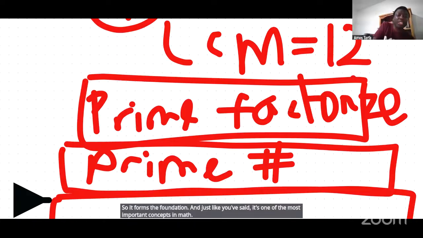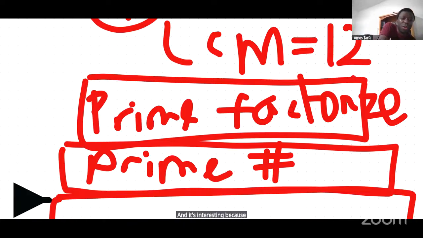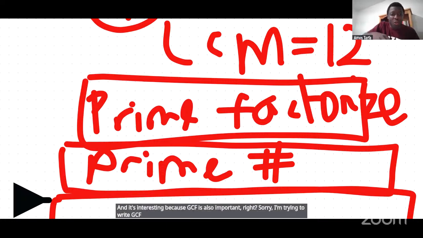Yeah. And it's interesting because GCF is also important, right? Sorry, I'm trying to write GCF. And Dr. Thomas, I don't know what you've seen in your experience working with students. What is one topic from pre-algebra that you're like, we need this in order to do anything else?